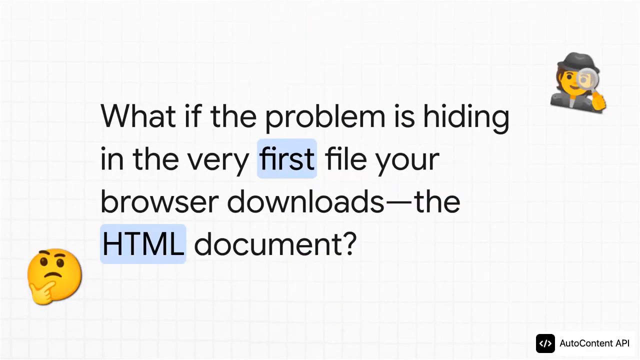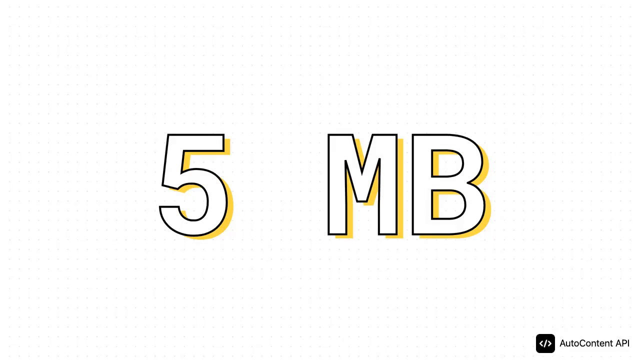Well, it turns out the usual suspects, like giant images or videos, aren't always to blame. What if the real problem, the thing slowing everything down, is hiding in plain sight, in the very first thing your browser even looks at, the HTML file itself? And I'm not talking about just a little bit of extra code. No way. We're seeing some websites ship a single HTML file that's over 5 megabytes.